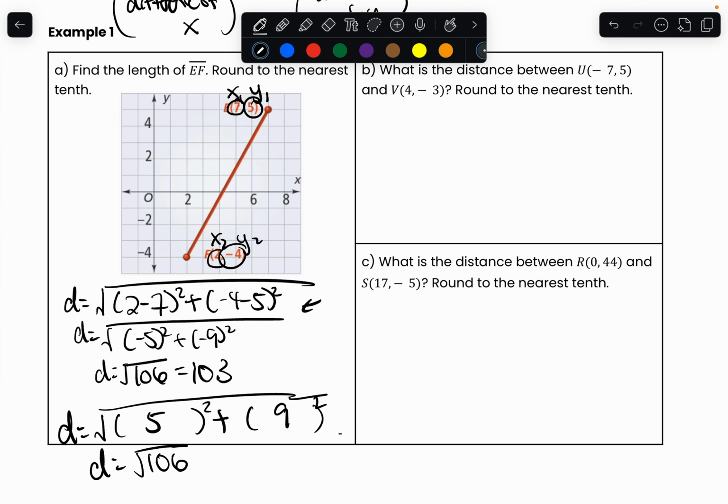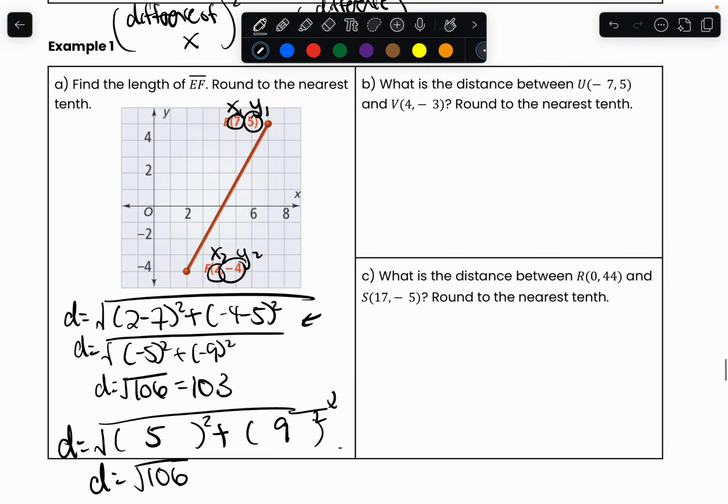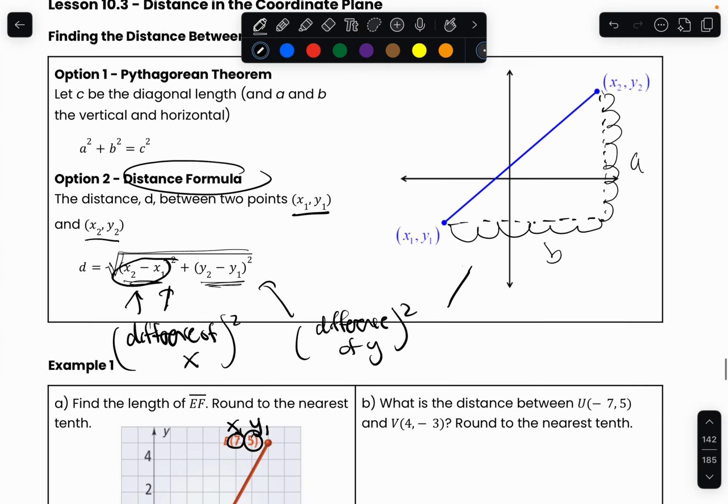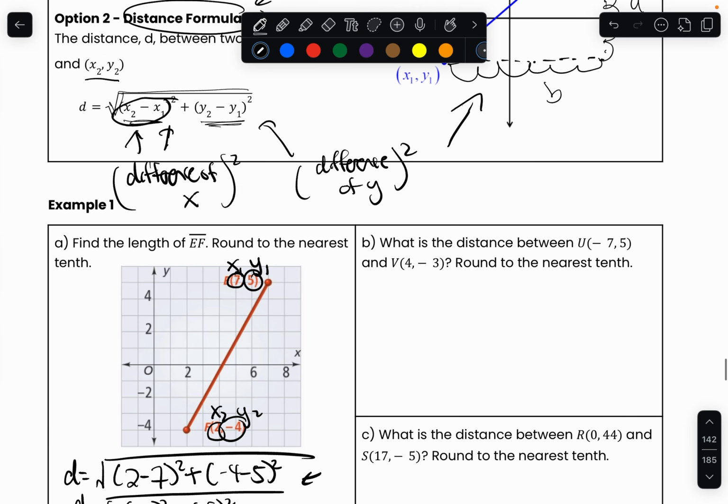Or you can do it my way, which is just remembering that the distance formula is the square root of the difference between my x's squared plus the difference of my y's squared. Okay? Whatever method you would like. Or whenever you're given a picture like this, you can also use the Pythagorean theorem. But I want you to start to learn how to use the distance formula for right now, because sometimes, like this question B here, you're not given a picture, so you have to use your distance formula anyway. Now, let's do question B.